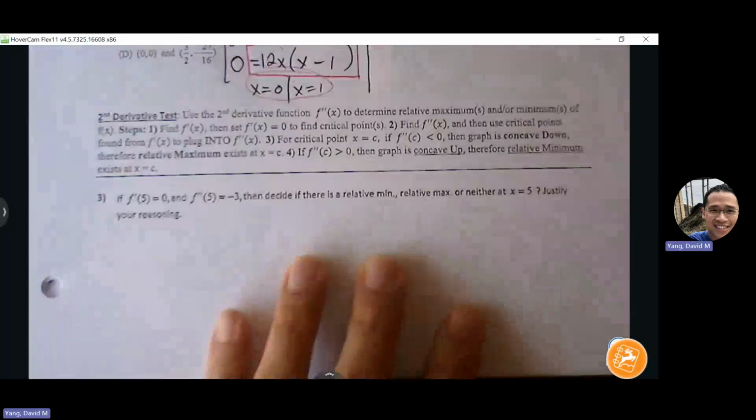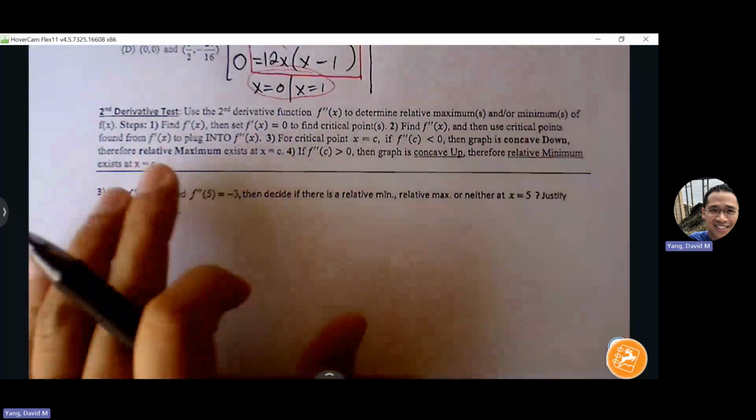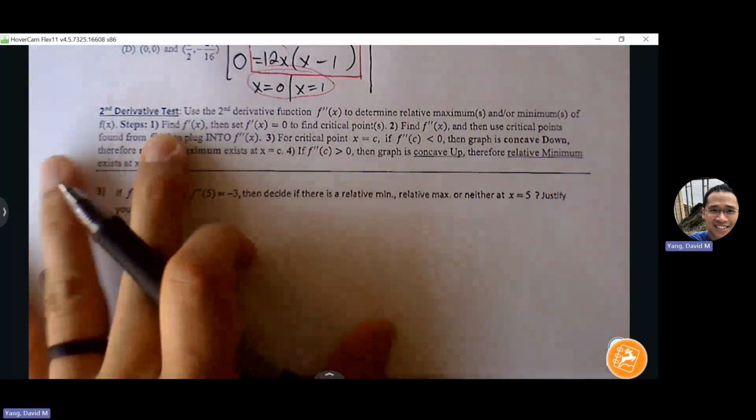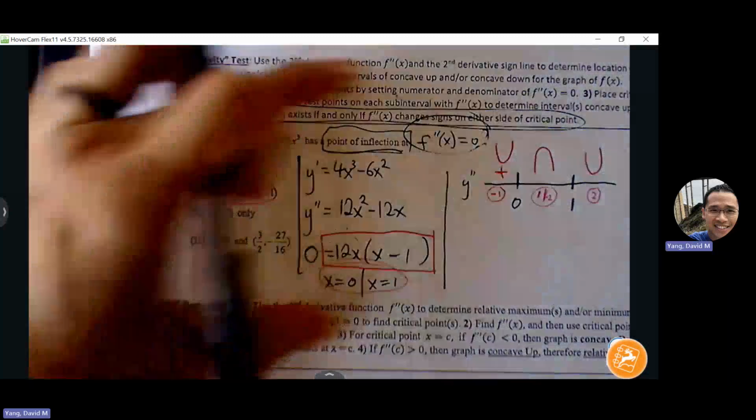Okay, actually, I want to do number 3 with you as well. Number 3 is called the second derivative test, and this one is one that we're less familiar with because we just don't see enough instances of this. But the whole purpose of the second derivative test is using the second derivative function to confirm if there's a relative max, relative min.